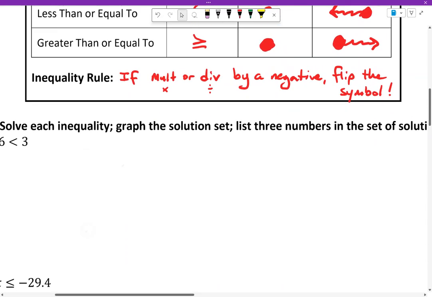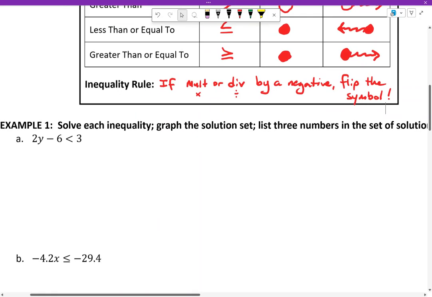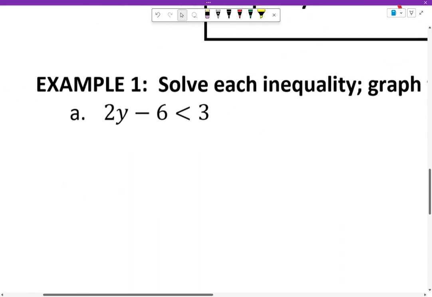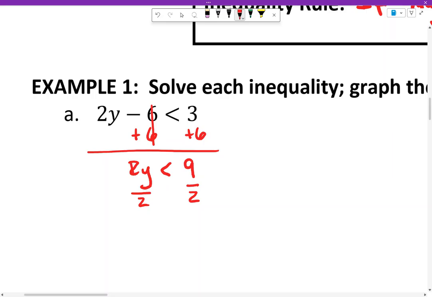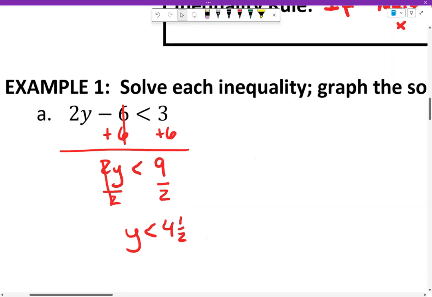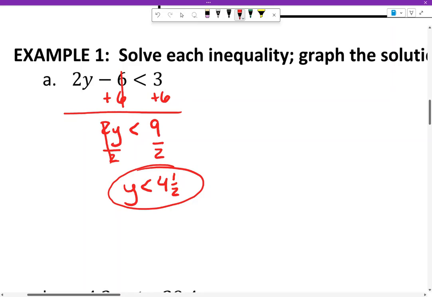Okay, let's do some examples. See how this works. We're going to solve each inequality, graph the solution set, and list 3 numbers in the set of solutions. So here we have 2y minus 6 is less than 3. We'll add 6 to both sides, just like an equation. That's our solving process. 2y is less than 9. Divide by 2. And y is less than 9 over 2, or we'll call that 4.5. So there's our solution. Our solution is all the numbers that are less than 4.5.